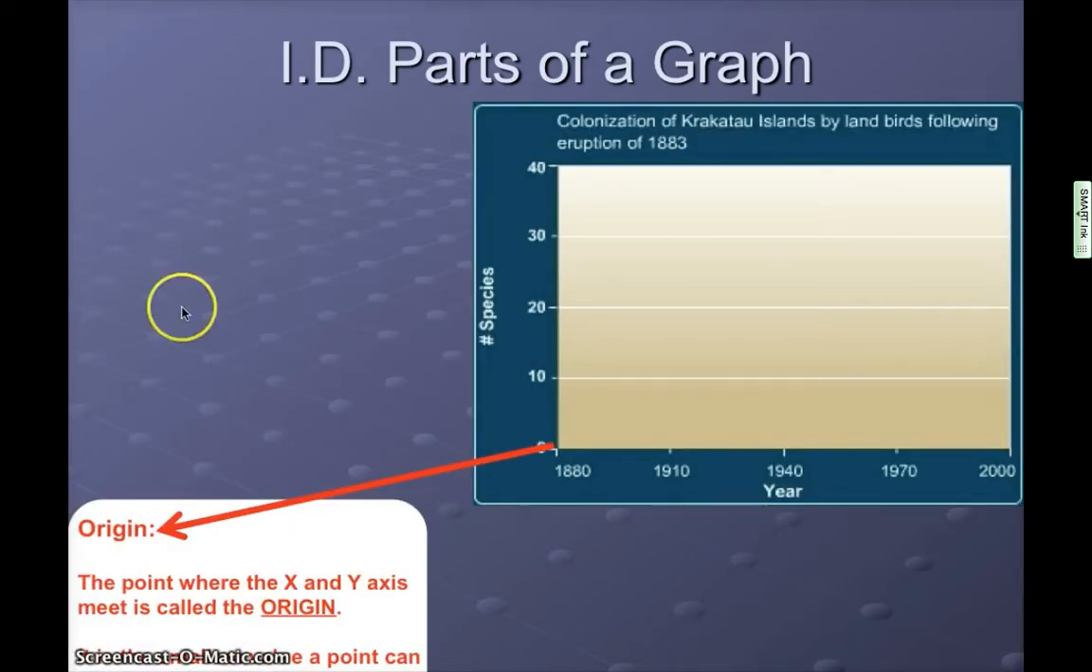The origin is the point where the x and y meet, and it's the smallest data point a value can have. So remember that it doesn't have to be 0, 0. In this case, the x-axis actually starts at 1880 because we don't have to write a time of 0 since we don't have any data from that time.